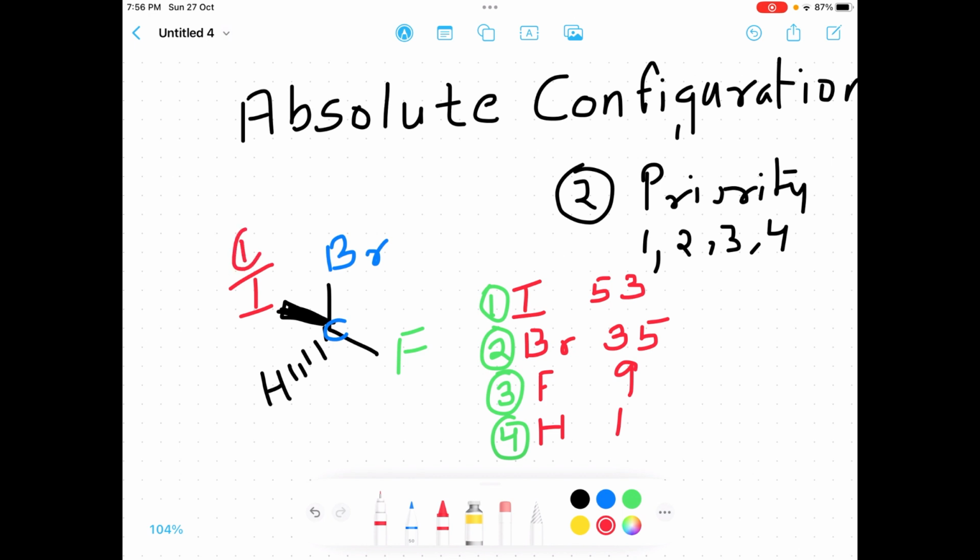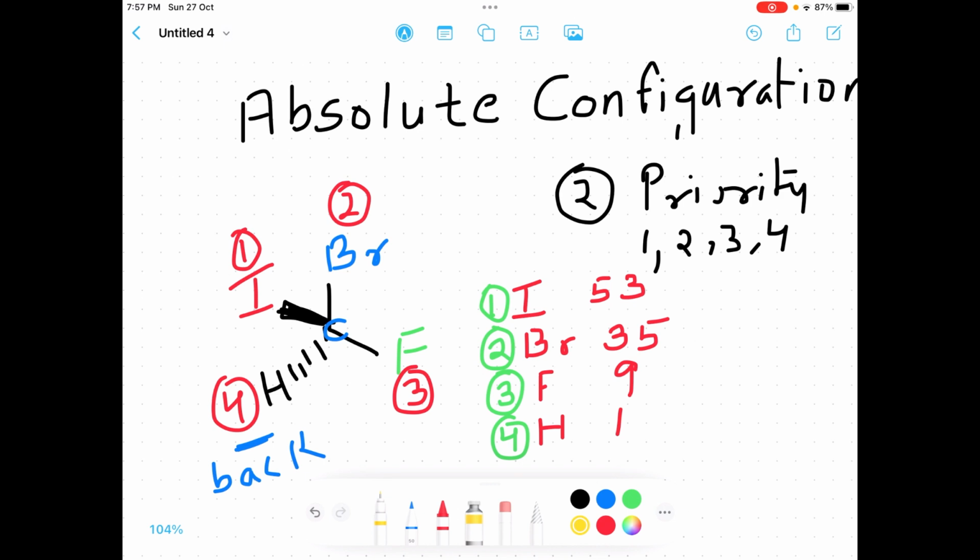This is your third step. In the third step, you have to check where your lowest priority group is located. In this example, hydrogen, the number 4 group, is on the back, pointing away from you. If your number 4 priority group is on the back, then the problem is easy to solve. You don't have to do any extra step and can go directly to the next step. I will also teach you what to do when your number 4 is not on the back in the coming examples. So in this case, it's on the back, so we can directly move to the next step.